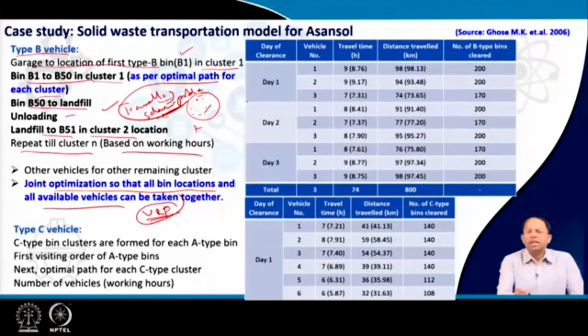Over here you can see the collection is done in 3 days, every alternate day. 3 vehicles are required on day 1, and you can see the time of travel is 9 hours for the first 2 vehicles. The last vehicle is a little bit less, and the distance traveled is also computed, and the number of bins collected is also given.